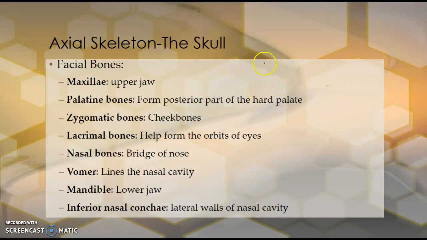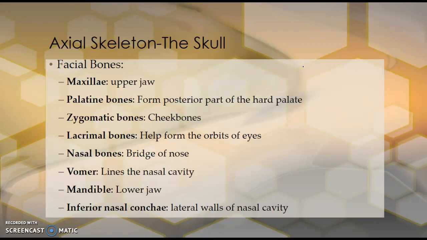All right, now we're moving on to the facial bones. So you have a maxilla, or maxillae for plural. That's going to be the upper jaw. The palatine bones are going to be the bones of your hard palate. So if you stick your tongue up on the roof of your mouth right now, you're going to feel that it's really hard. That's your palatine bones. That's making up the hard palate.